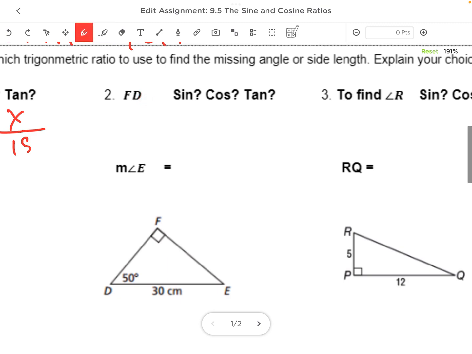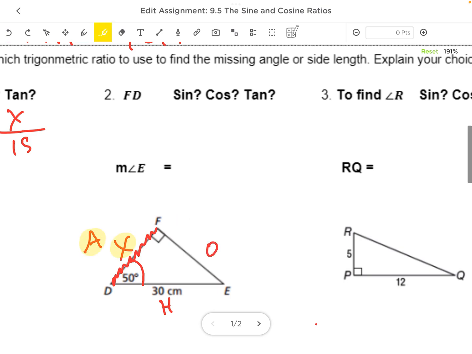All right, hopefully you tried it on yourself. So FD, let's go ahead and mark FD, and let's put an X there because that's what we're trying to find. Okay, next, this is our reference angle, right? It's 50. Let's go ahead and mark the hypotenuse first. So we said this is the hypotenuse. Okay, then from here, the opposite side would be this, and then A. Okay, so what are we working with?